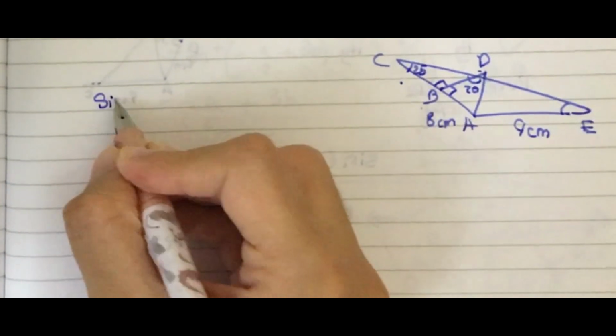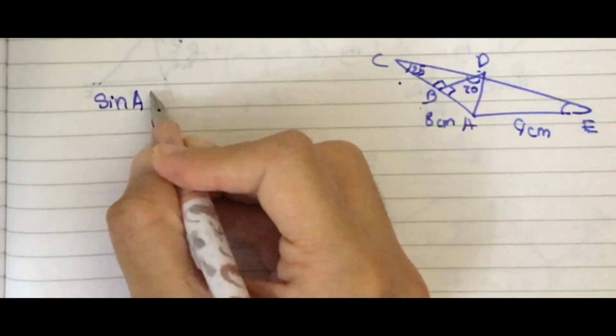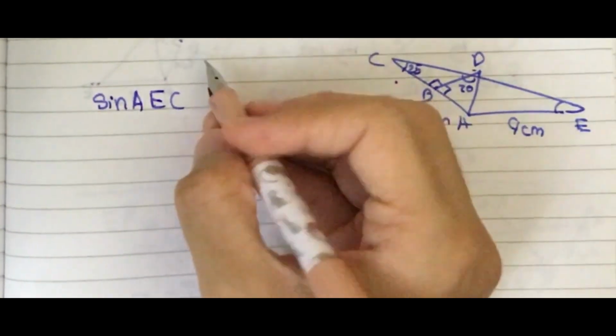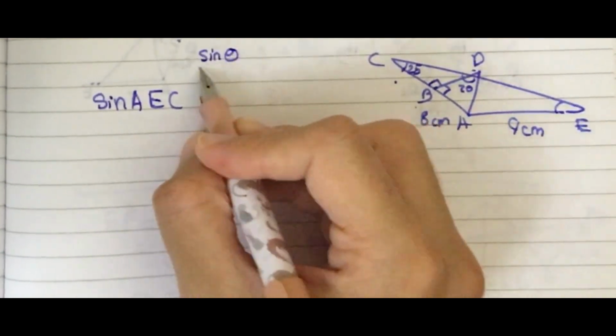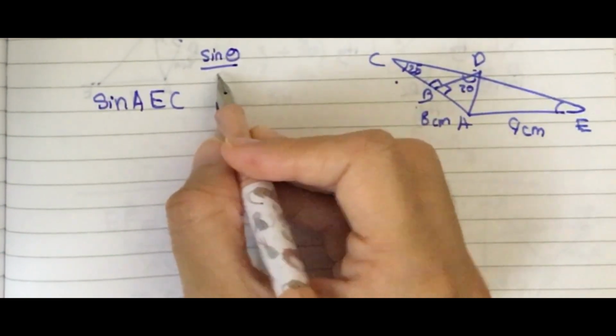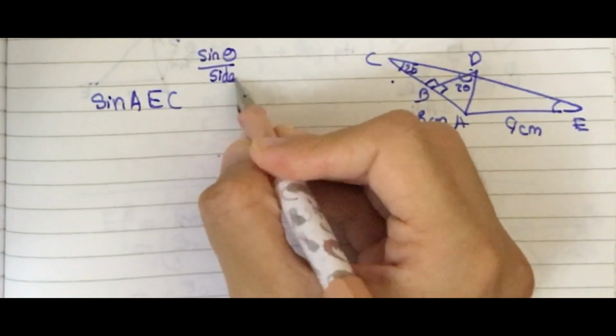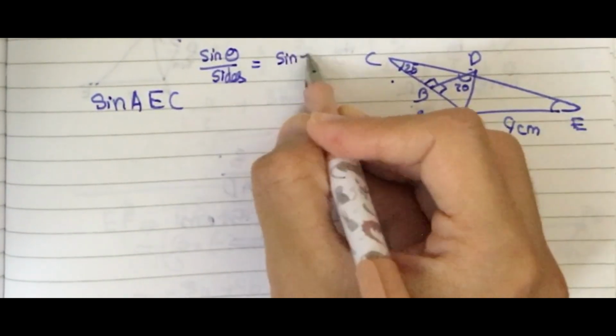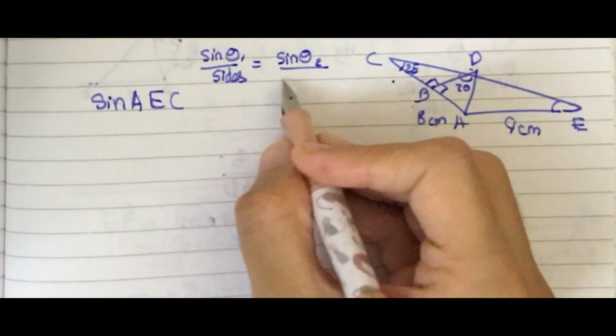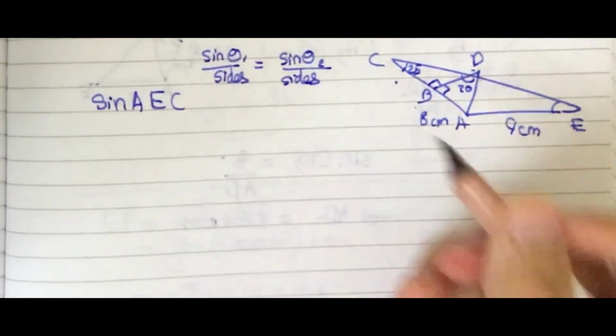So you have sine AE, you're gonna use the sine formula, right? The sine rule formula. So over here are basically your sides, right? Side over sine theta 1 is equal to another side over sine theta 2, right? So find our value, right?